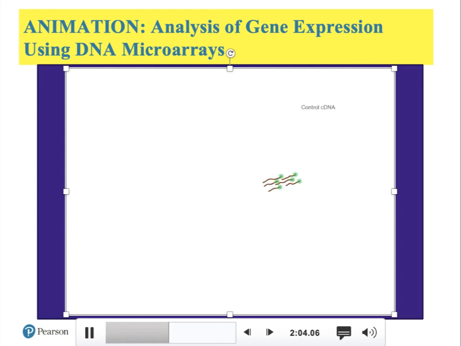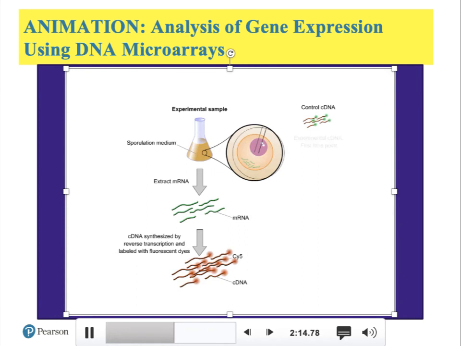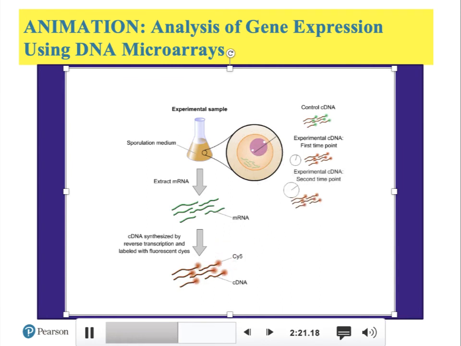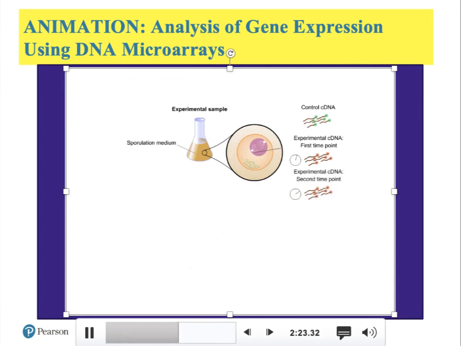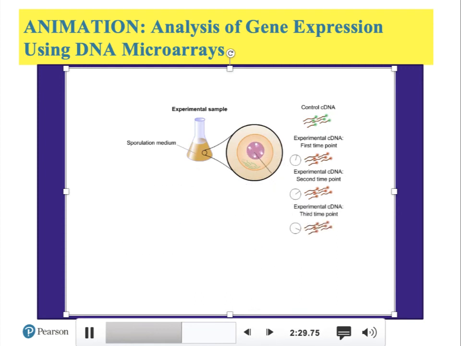A sample of these same diploid yeast cells are grown in a medium that induces sporulation, rather than in the normal growth medium. At distinct time points throughout sporulation, yeast cells are harvested, and their mRNA is isolated. The cDNAs from these cells are labeled with Cy5, a red fluorescent molecule. Gene expression at each of these stages can be quantified using DNA microarrays.